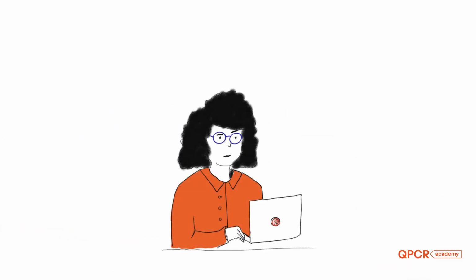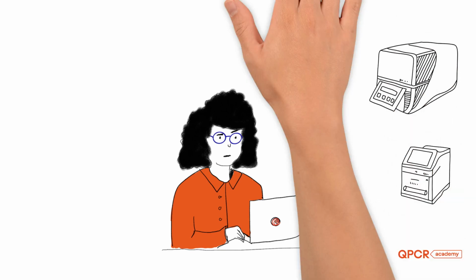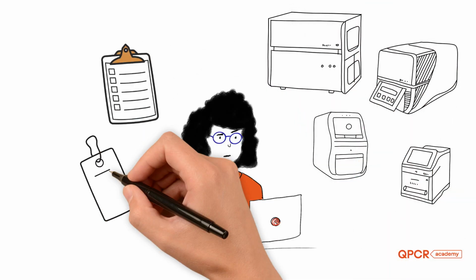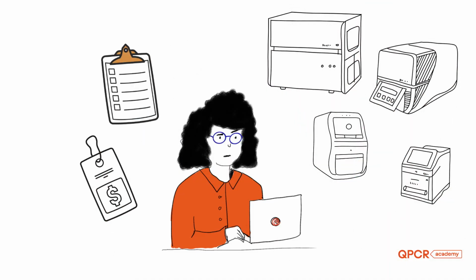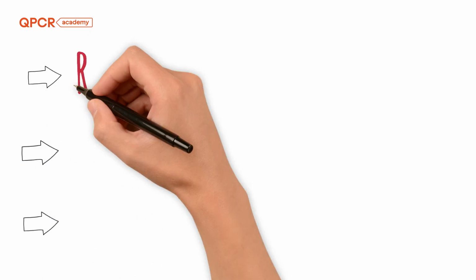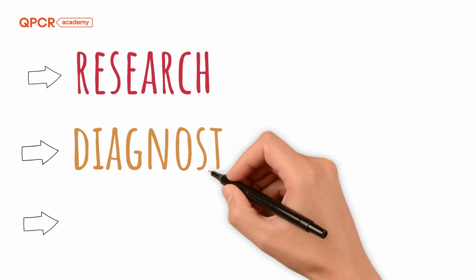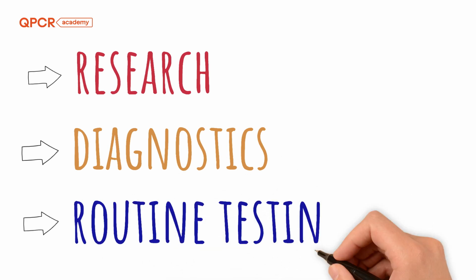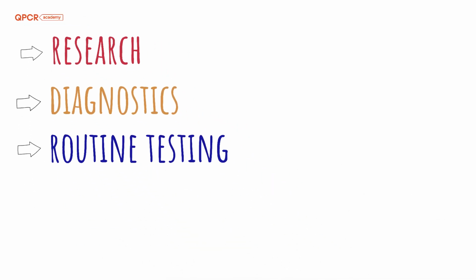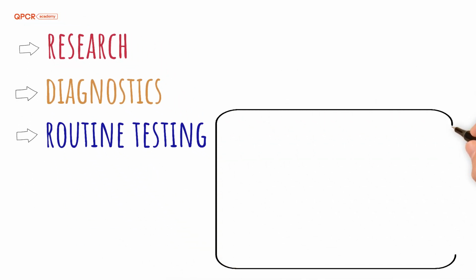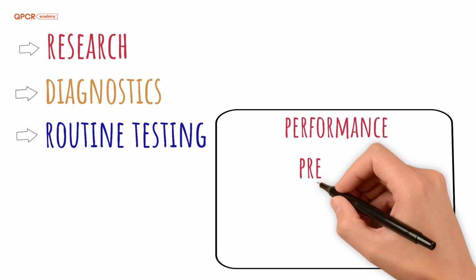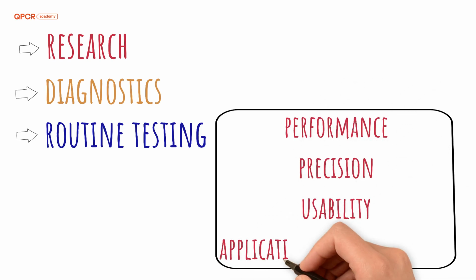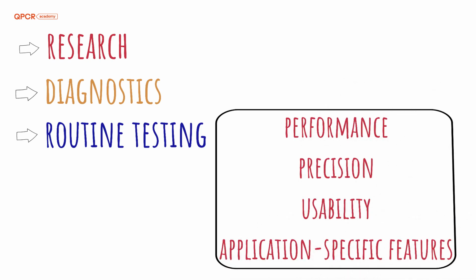Let's be honest, choosing the right system can feel overwhelming. There are so many models, features, and price points. It's hard to know where to start. But the choice really matters. Your system will be at the heart of your lab's research, diagnostics, or routine testing. So how do you make sure it's the right fit? We will look at 4 key areas: performance, precision, usability, and application-specific features.